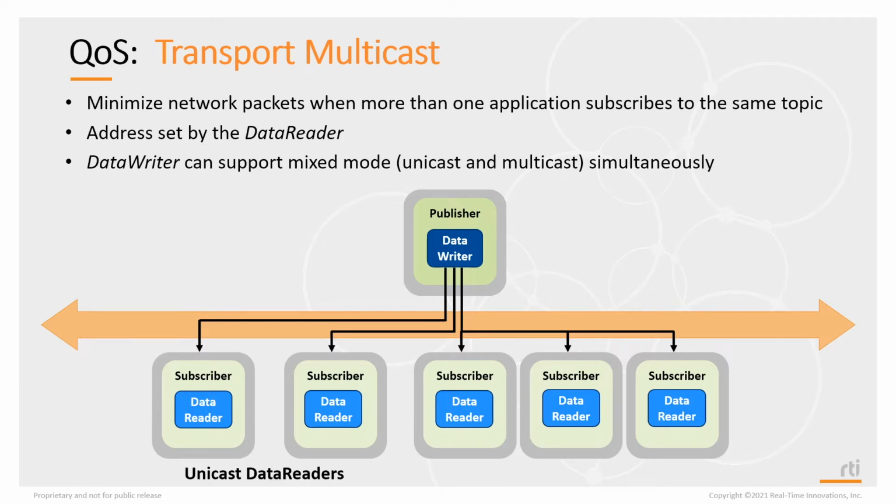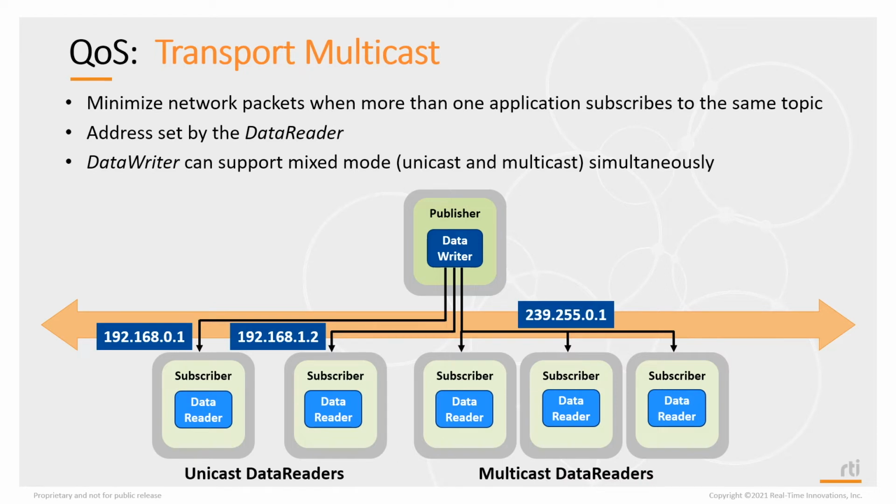For example, you may have data readers on the left-hand side, and they both have their own address. In this case, the data writer will send a packet to 192.168.0.1, as well as another packet to 192.168.1.2. But using the Transport Multicast QoS policy, you can configure these three subscribers to use one address, a multicast address, in which case a single packet sent to that address will be received by all three subscribers, or all three data readers.